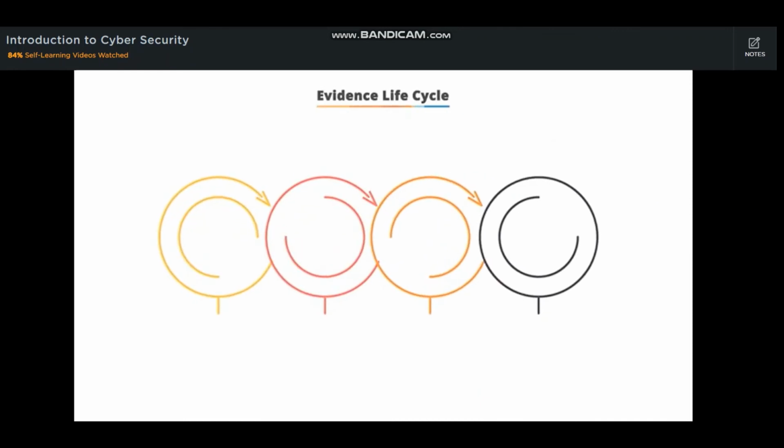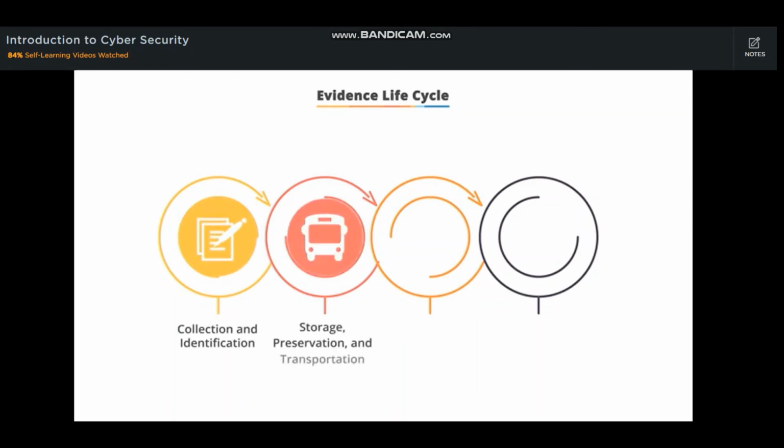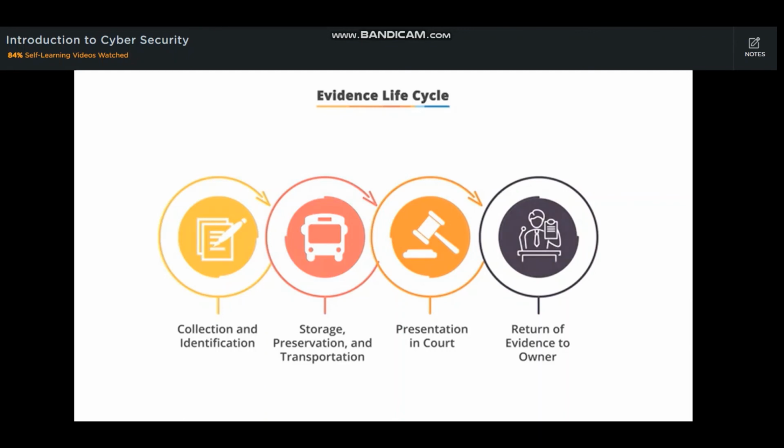The chain of digital evidence is a very important part of the digital investigation process. We're looking at collection and identification. From there, we go to storage, preservation, and transportation. All of these are critically monitored. From there, it goes to the presentation in court. And finally, the return of evidence to its owner.